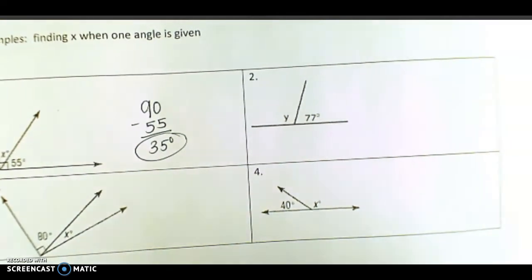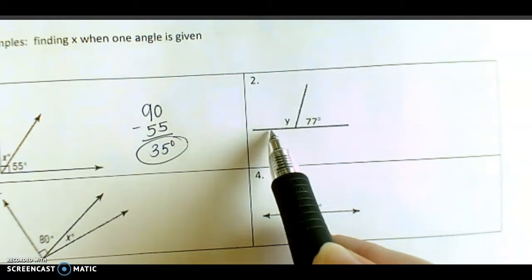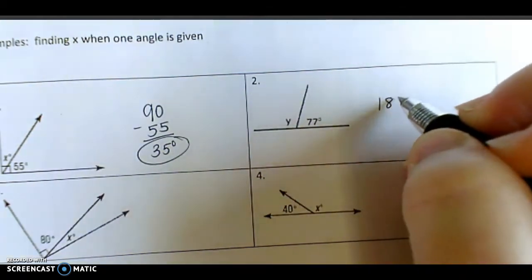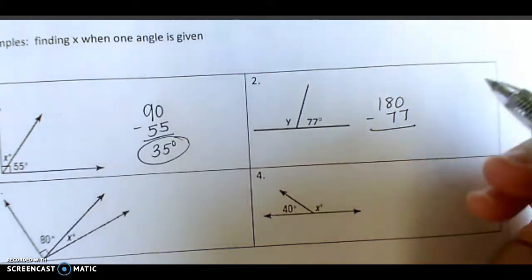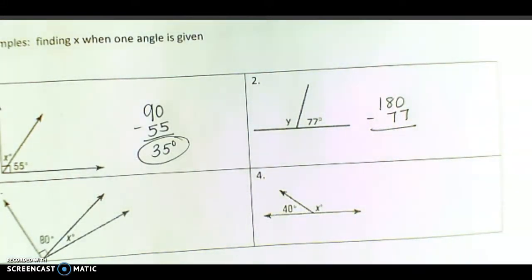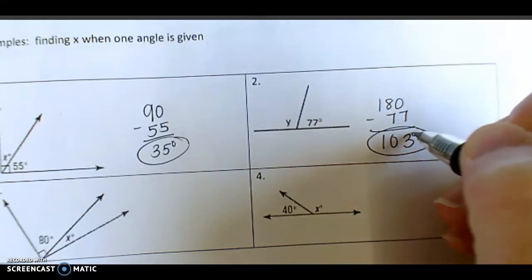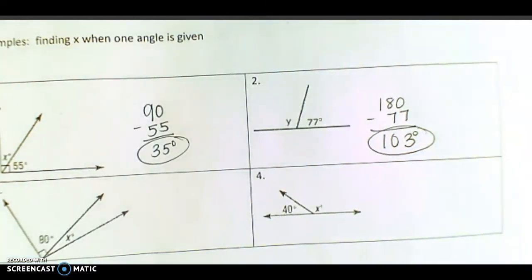Number 2. These two angles are supplementary because they make a line. Because they're supplementary, to find the missing angle, I need to take 180 and subtract the angle that I'm given. And that will give me 103. So 103 degrees is the angle I'm missing on that one.